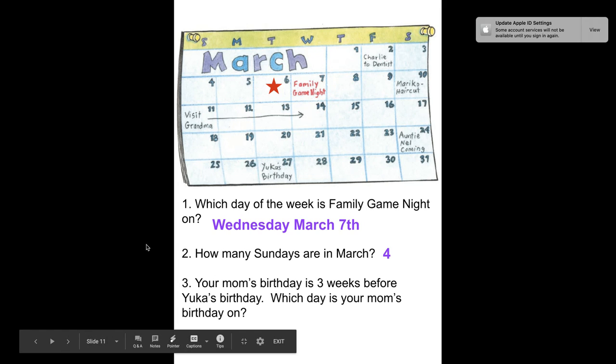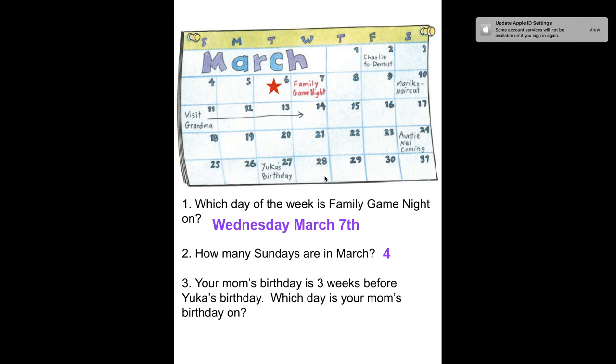Number 3, your mom's birthday is 3 weeks before Yuka's birthday. Which day is your mom's birthday on? So we got to count backwards 3 weeks. There's 1 week, 2, 3 weeks right there. So your mom's birthday is on March the 6th, which is a Tuesday.